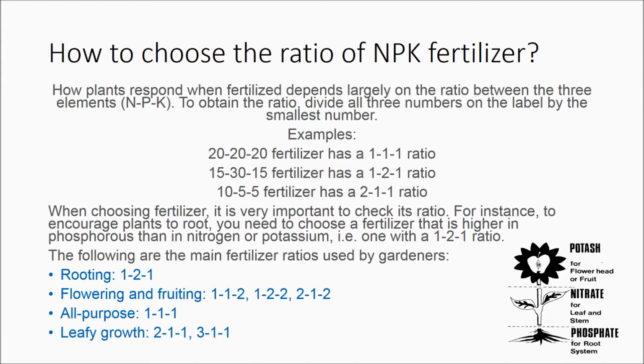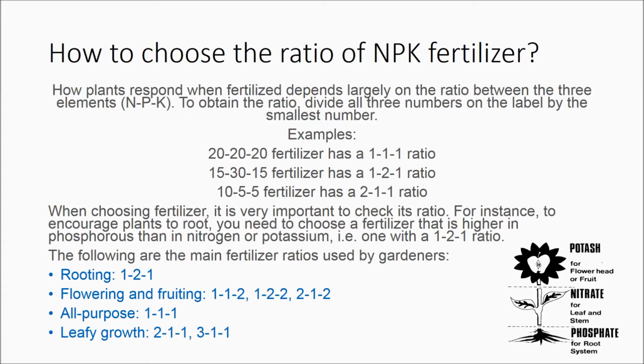Similarly, if you want the flowers and the leaves to be better, then you can take a double ratio of nitrogen and potassium and a single ratio of phosphorus to get this result. Now for all purpose, that is, you want your fruits to be better, your leaves to be better, your stem should have good strength, and your root system should be better, then for all purpose, you can take the ratio of 1:1:1.